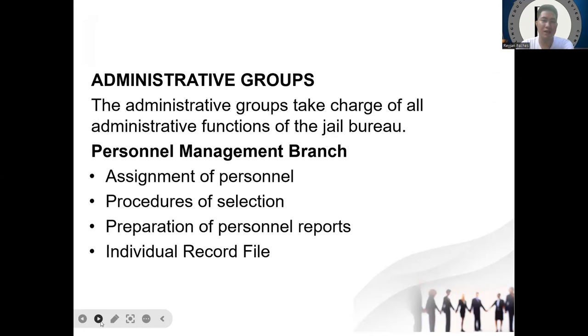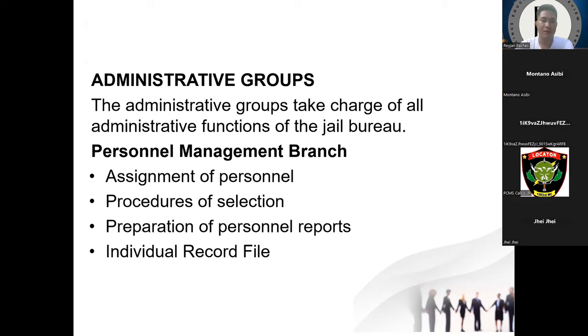Then of course we have the administrative groups. Ang administrative groups naman, they take charge of administrative functions of the jail bureau. Of course, pag sinabi natin administrative, the functions kung paano nag-perform yung tinatawag natin na function or duty ng ating bureau. Then of course, ang mga personnel management branch natin, of course, assignment of the personnel, kung sino yung suited na pwedeng ilagay dyan sa position na yan. Then procedures of selection, preparation of personnel reports, and individual record file.